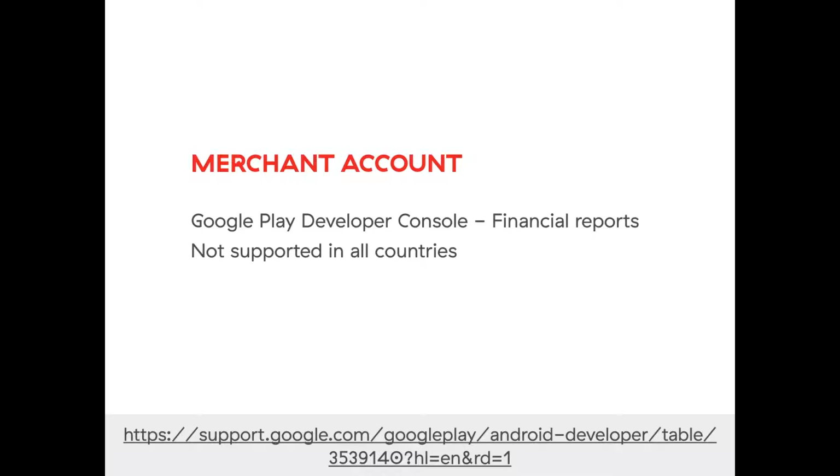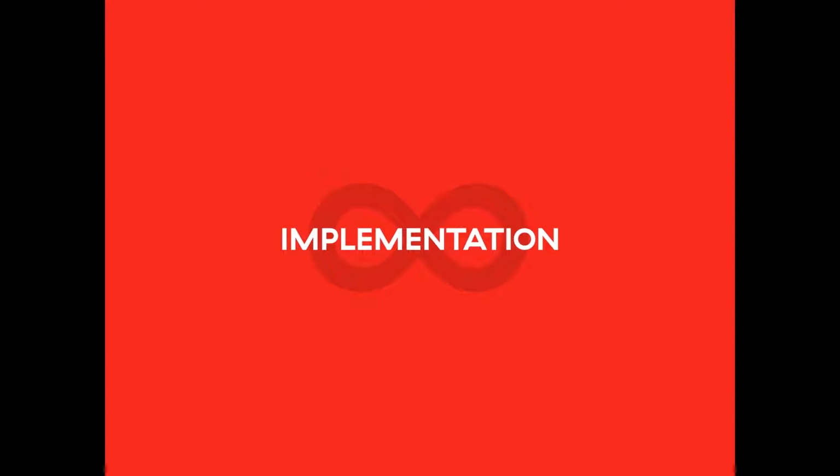You can try to get around that by opening a bank account in some different country which is available to Google purchases. And here you have a link to the table where you can find all the countries that are currently available to make an account with.